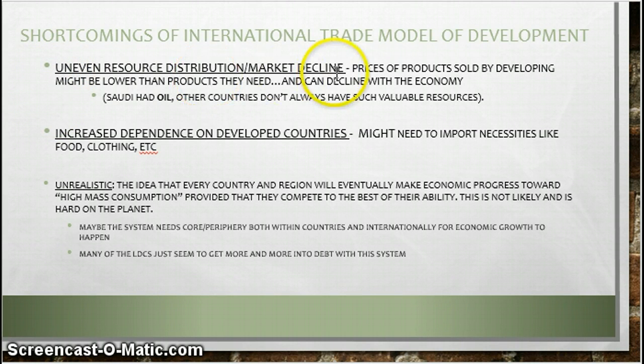So, market decline. If prices for the products that the developing countries sell decline, and they've put everything into this basket of international trade, then they can really lose a lot. They can decline further. They can become even more impoverished, since not everybody has oil. And then there's increased dependence on undeveloped countries, because they're going to need to import things as they're exporting and focusing their energies on that. Then there's the unrealistic idea that every country can make this progress and become that.